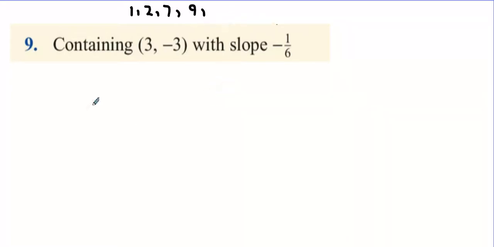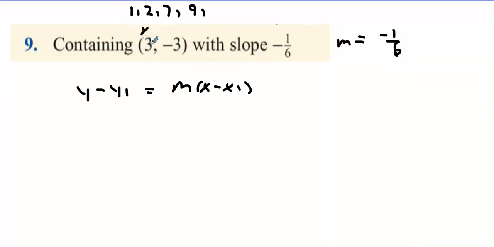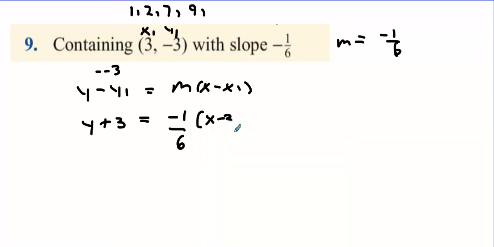Same deal here. y minus y1 equals m bracket x minus x1. You know your m value is minus 1 over 6. There's your x1 value and your y1 value. So it's going to be y, and once again, it's going to be minus minus 3, which will make it plus 3. Then the m value, put the minus on the numerator, and then it's going to be x minus 3 over here.